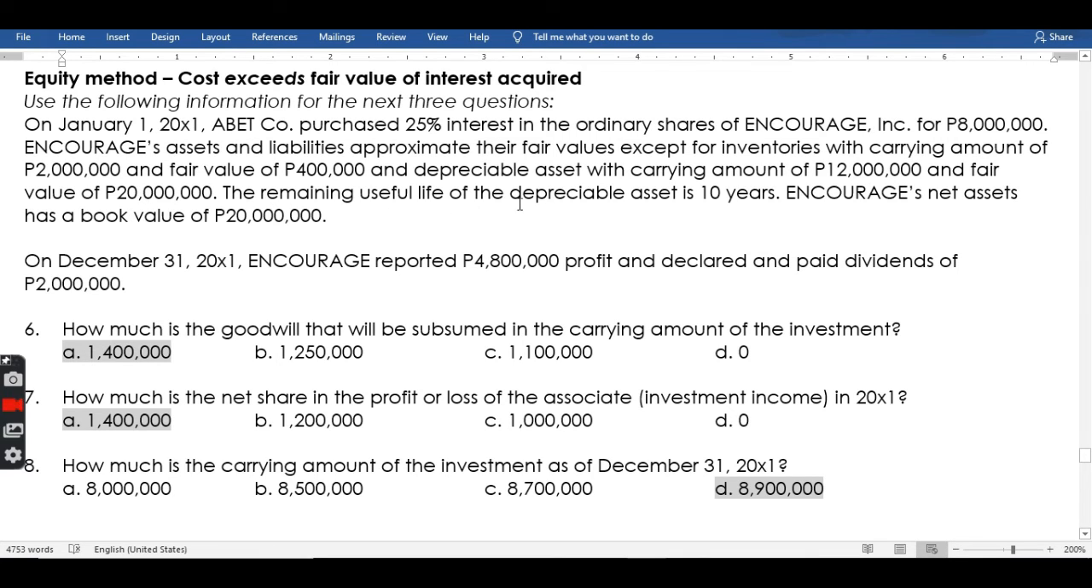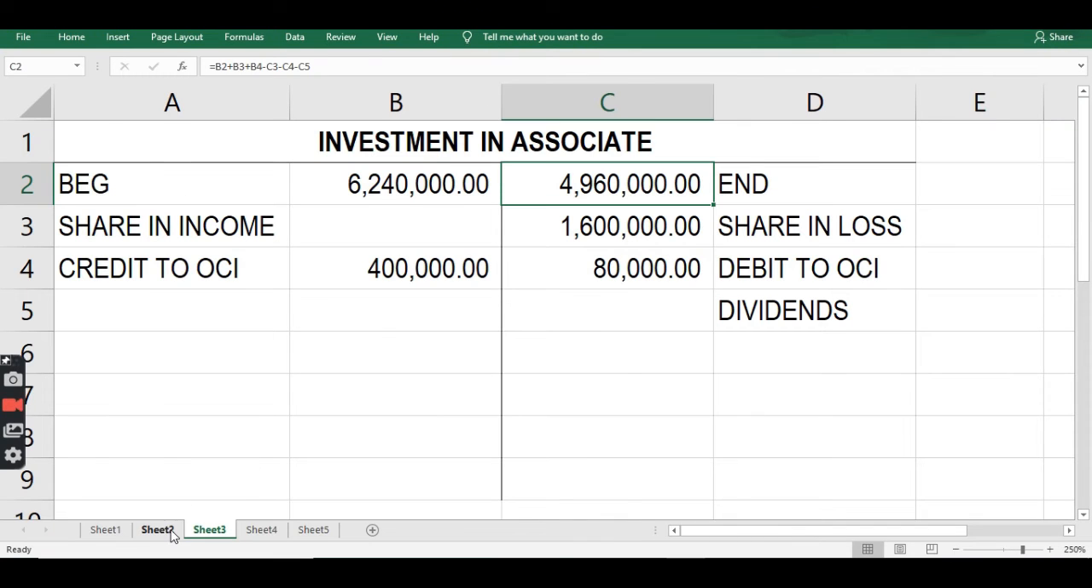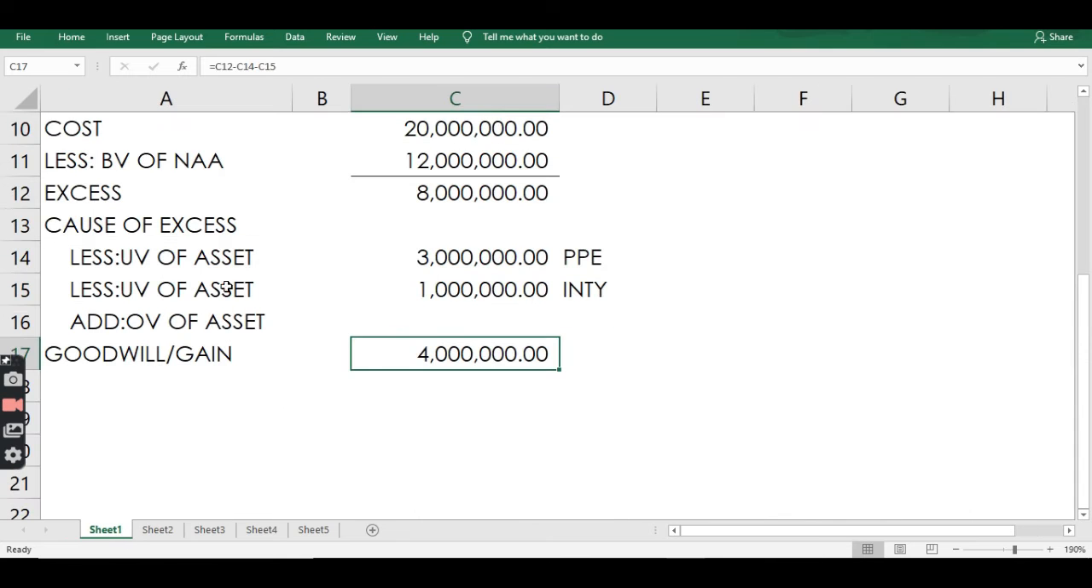The remaining useful life of the depreciable asset is 10 years. Net assets has a book value of 20 million. Okay. So ang tinatanong sa atin, itong mga question na to. So first, compute muna natin yung necessary computation natin for this. Okay? Ang cost natin, kasi binili daw natin siya ng 8 million.